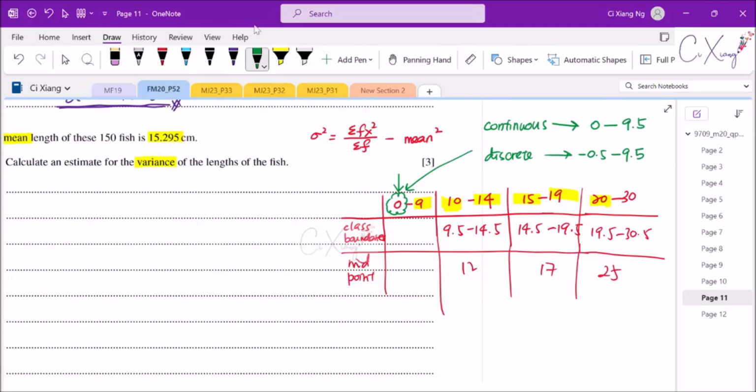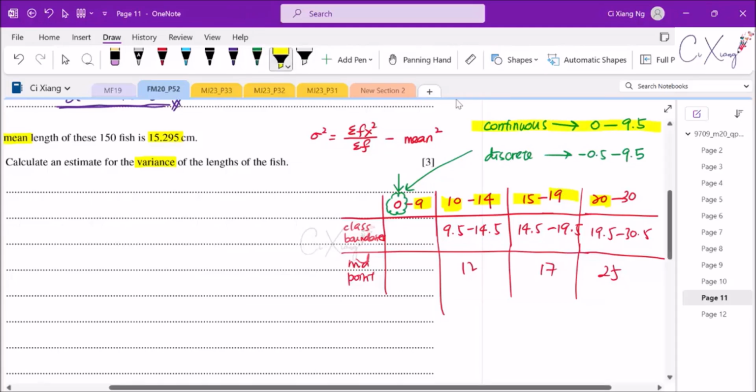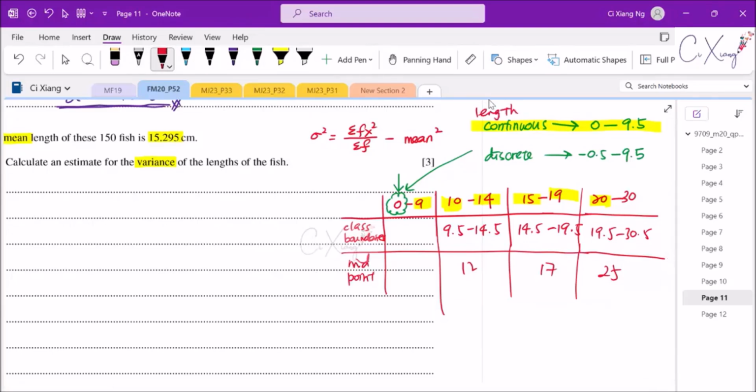So for this particular question, we have length, and length is a continuous random variable. Therefore, when you have the class boundary for this first grouping, it should be 0 until 9.5. It cannot be negative 0.5. So the midpoint will be taken as 0 plus 9.5 divided by 2, and you get 4.75.